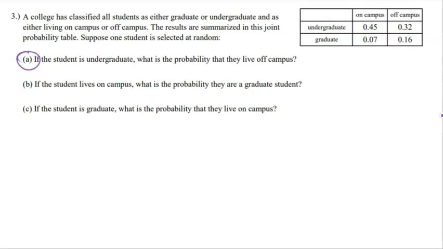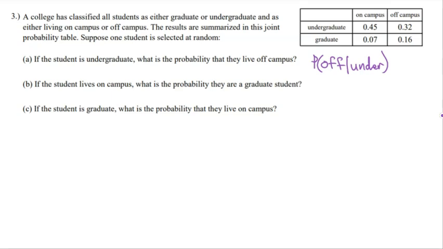So this first part is saying, given that the student is an undergraduate, we're not even going to consider the graduate students at all. We're only considering the undergraduate students. Just ignore the graduate students completely. If the student is already an undergraduate, what is the probability that they live off campus? So this is the probability that they live off campus given that they are undergraduate, okay?